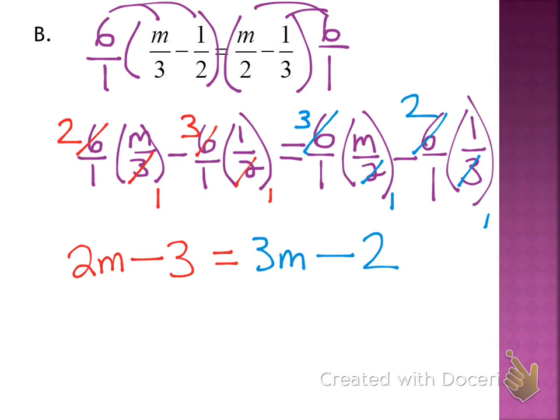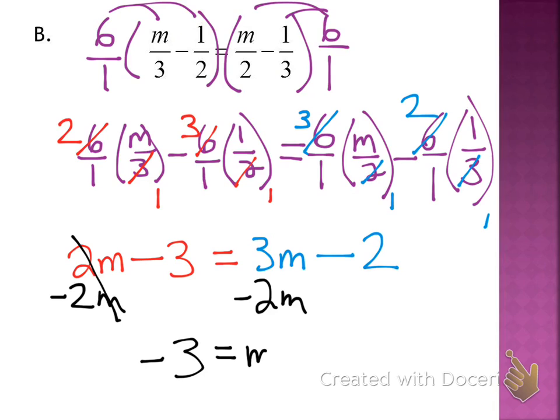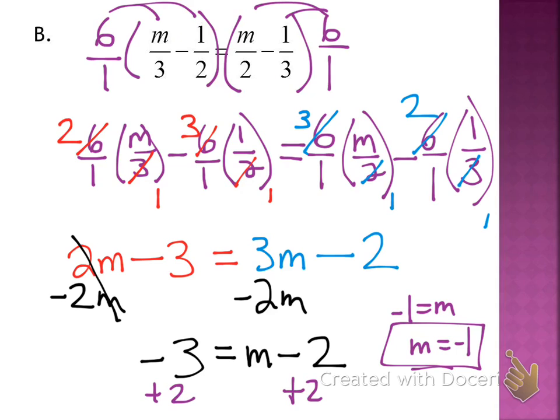do what? Subtract 2m. Good. Get those m's together first. Those are gone. Don't drop that negative, okay? It stays with the 3. That's 1m or just m. Then what? Add 2. So this one actually isn't going to give us a big nasty fraction at the end. So m equals -1 is going to be my answer.